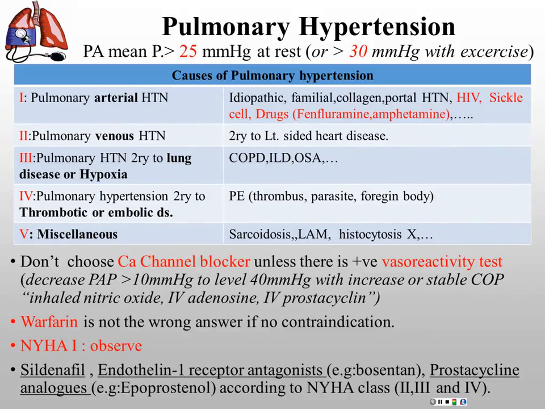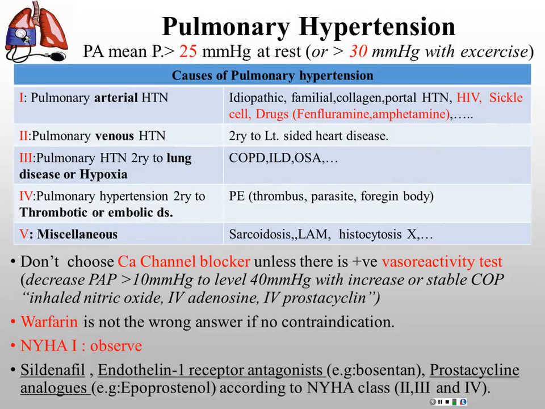Anticoagulation is not the wrong answer, especially if there is no contraindication, and especially in chronic thromboembolic disease or pulmonary hypertension secondary to thromboembolism. Usually for treatment, we decide about the agent by the New York Heart Association classification. So it's a functional class classification, class 1, 2, 3, or 4. Class 1, usually we just observe the patient. Class 2, you can start adding medicines, oral medicines, some inhalers we have.